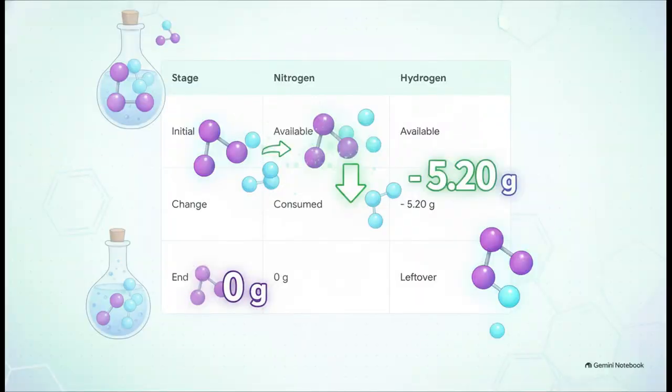To visualize this, chemists love using an ICE table. That stands for initial, change, and end. The true superpower of this table is how clearly it shows the relationship between the two elements. If you look at the change stage, the nitrogen is completely consumed. It hits 0 at the end. Because the nitrogen runs out, it dictates that exactly 5.20 grams of hydrogen is consumed. That 5.20 grams, that's our change amount from step 1.